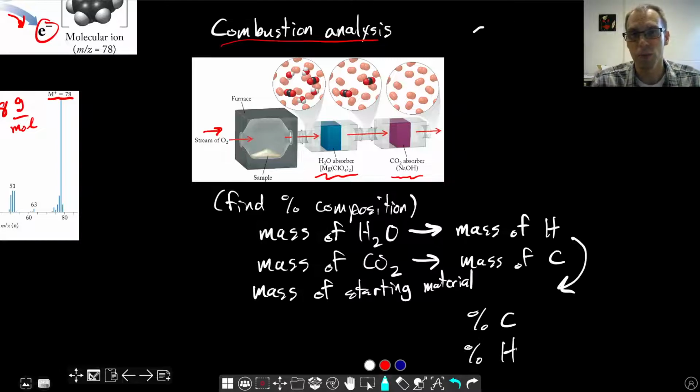So in the next video, I'll do one example of going through a combustion analysis, and with the information of also knowing what the molar mass of the compound is, getting to an actual chemical formula from an empirical formula. So we'll see you in the next video for that.